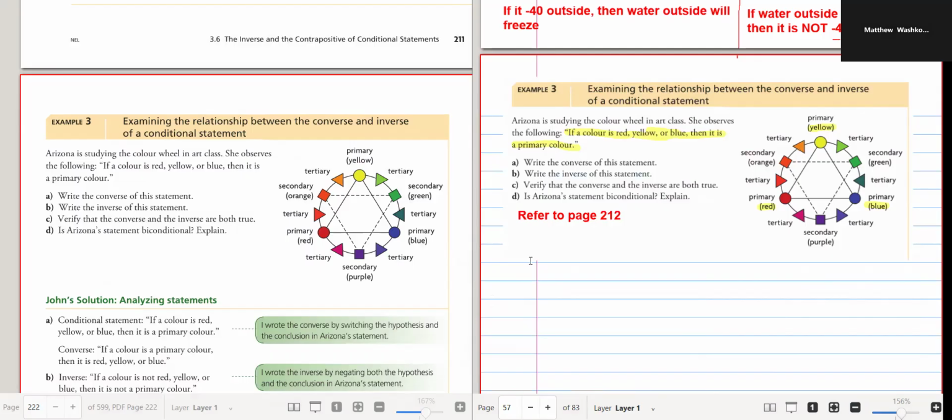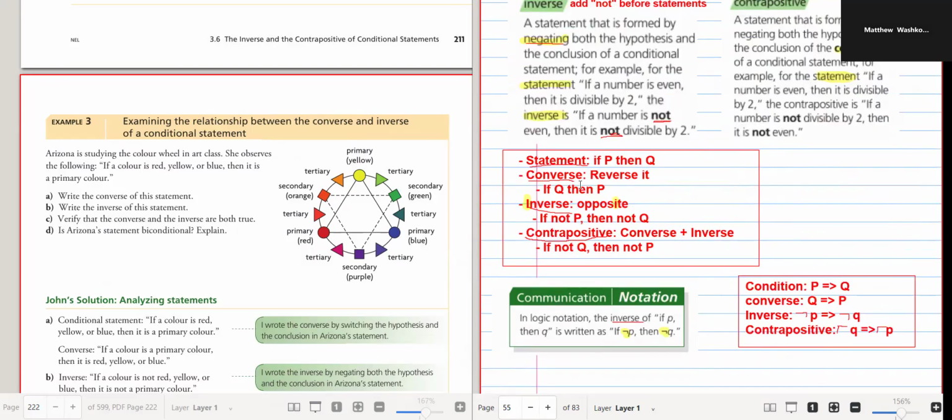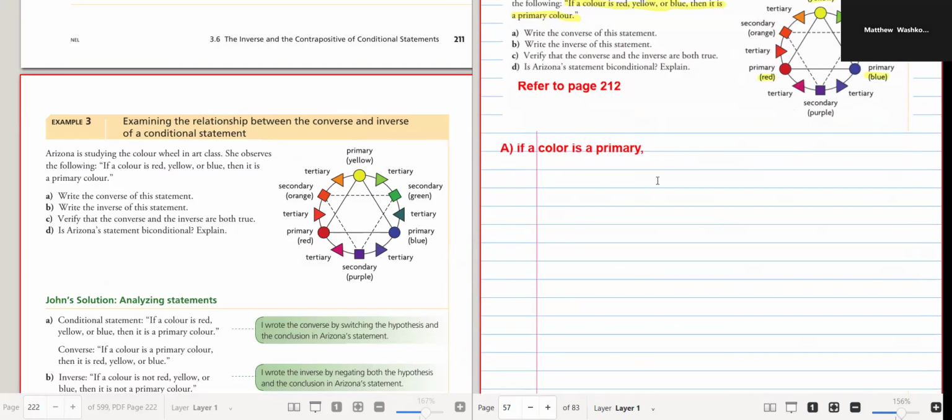So first, write the converse of the statement. At this point, pause the video. You can do it. 3, 2, 1. So the converse here is if a color is a primary color, right? Because for converse, you do the reverse. So if a color is a primary color, then it is red, yellow, or blue.